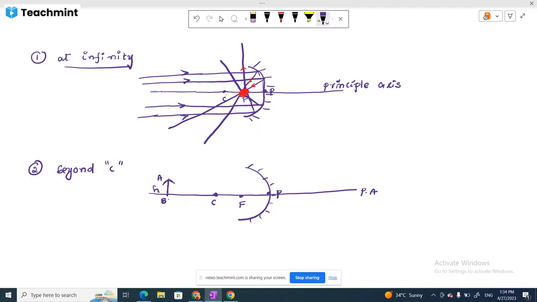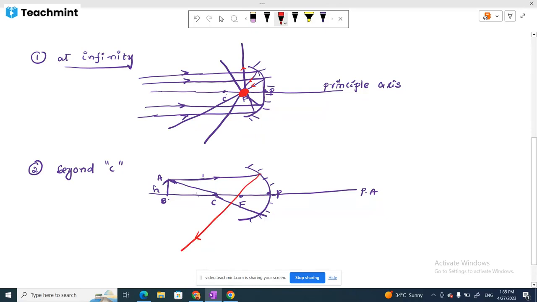To find the image of the top point, we can take two incident rays. For example, the first ray is incident on the mirror, and the second ray passes through the center of curvature. The first incident ray is parallel to the principal axis. After reflection, it passes through the focus. This is the reflected ray for the first incident ray.